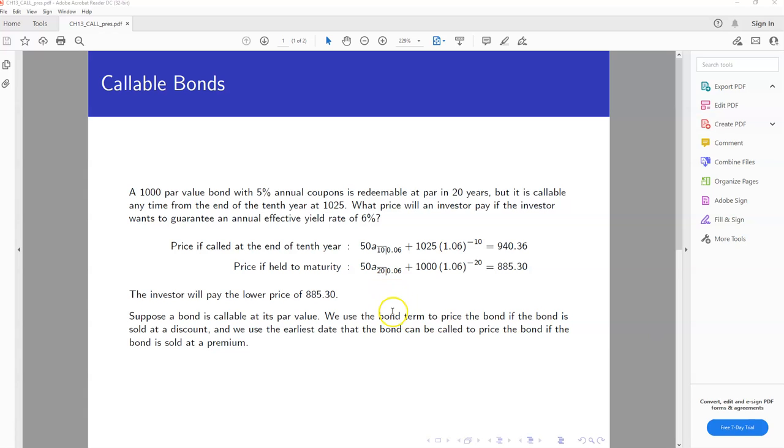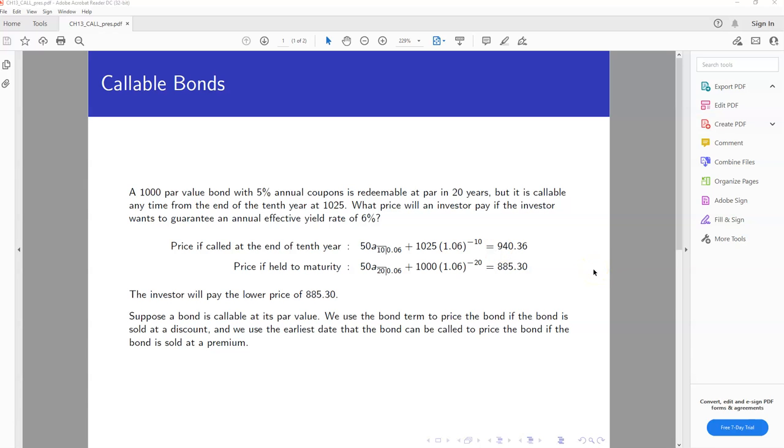Well, again, say we paid this $940. If we paid this $940, but it wasn't called until the 11th year, or worse yet, went all the way to maturity, we're not going to get 6% back on our money. Right? We only get 6% back on our money if it gets called at the 10th year. If it gets called even at the 11th year, we should have paid less to get 6%.